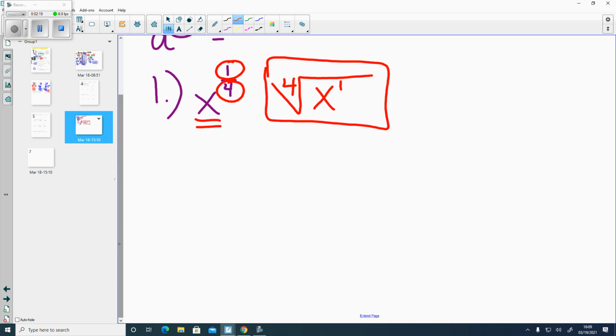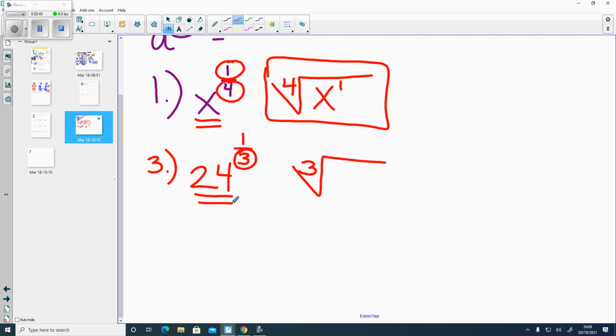Okay? Let's try one that's a little harder for us. It's going to follow the same rule though. So let's try number 3. Okay. So number 3 gives me 24 to the 1/3. Again, the denominator is going to be the index. So this is going to be a cube root. And then this number goes inside, and this becomes the exponent of the radical. In this case, it's just to the 1st power. So I have the cube root of 24.